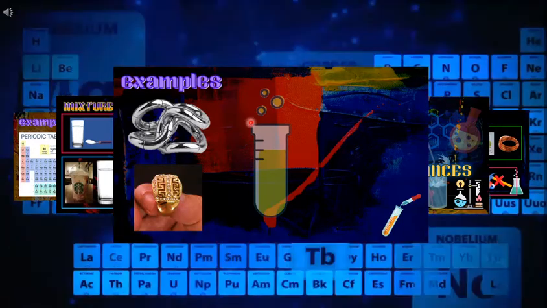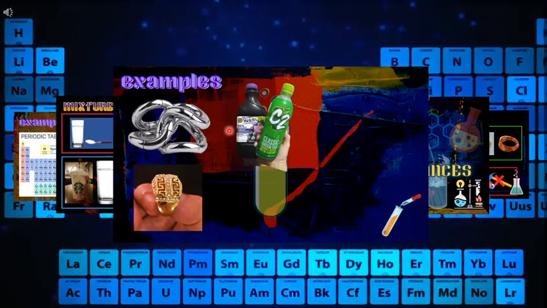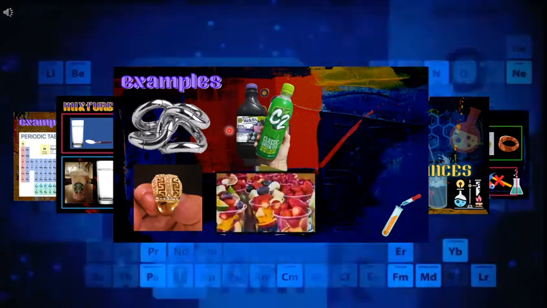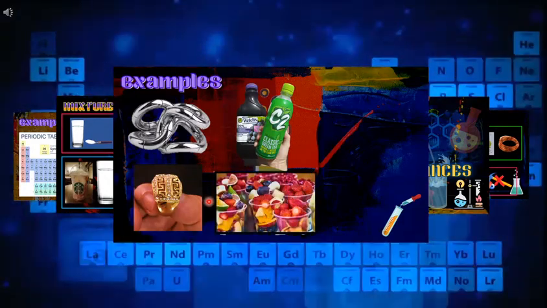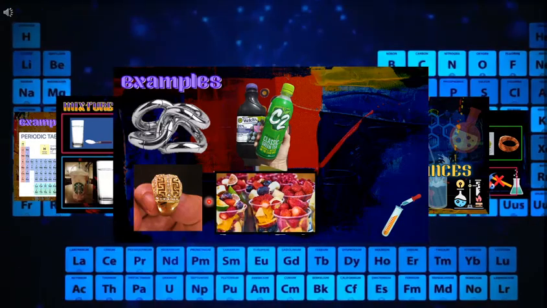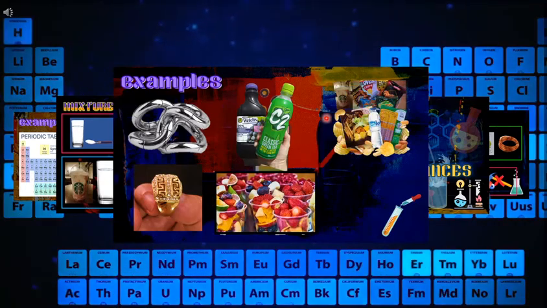We have here fruit juice and tea. These liquid materials are examples of mixtures. Then we have here fruit salad. Fruit salad is also an example of mixture. It has a lot of variable compositions. Then you have here the snacks, different kinds of snacks.